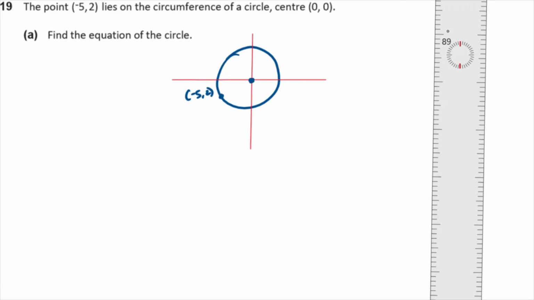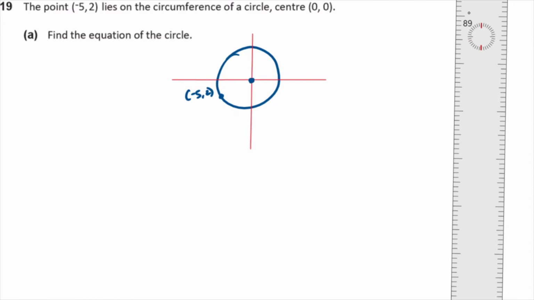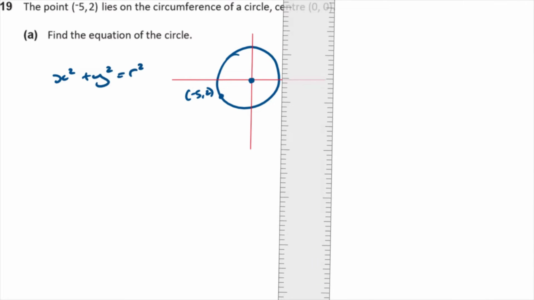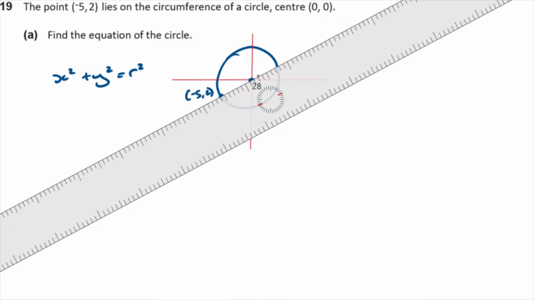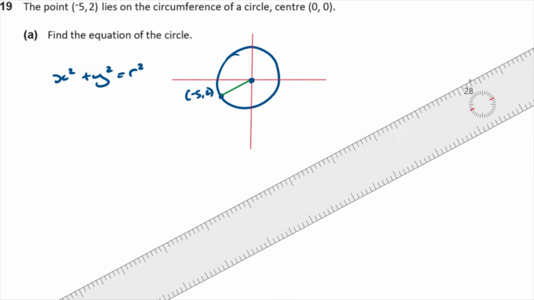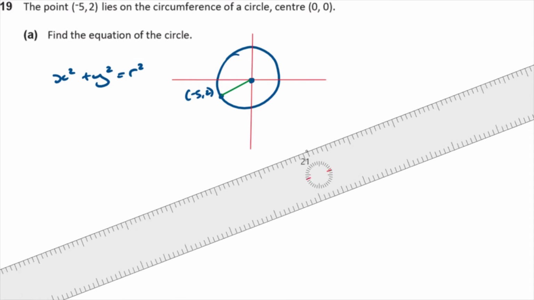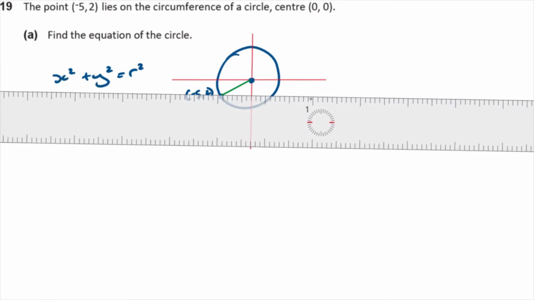So I want to find the equation of the circle. Now the equation of any circle centered on the origin is going to be of the form x squared plus y squared equals r squared, where r is the radius of the circle. We can find the radius of this circle by finding this length here, can't we? If I find how long this line is, that's going to be the radius. And we can do that by just using the coordinates of that point.